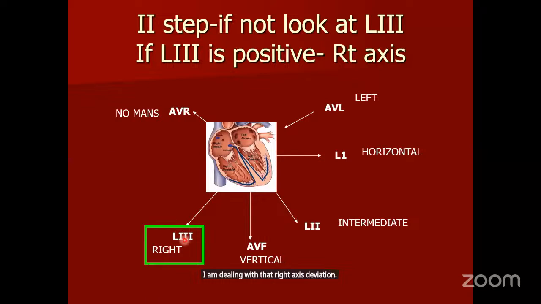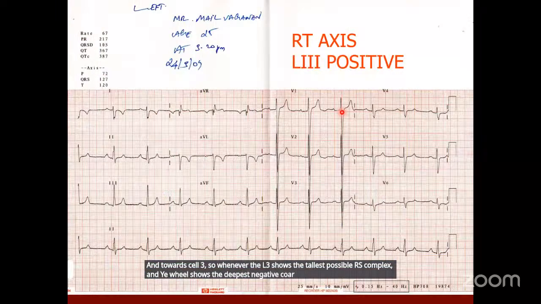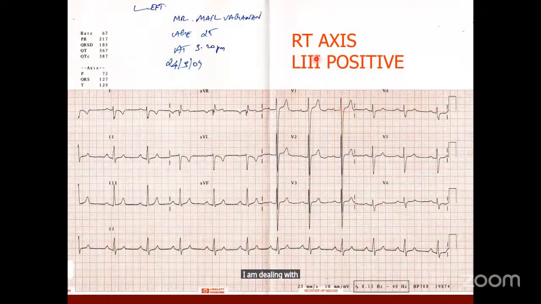So what is the opposite lead for L3? AVL. So in right axis deviation, AVL will show what? The deepest negative QRS complex. So the impulse will be going away from AVL and towards L3. Whenever L3 shows the tallest positive QRS complex and AVL shows the deepest negative QRS complex, I am dealing with right axis deviation.